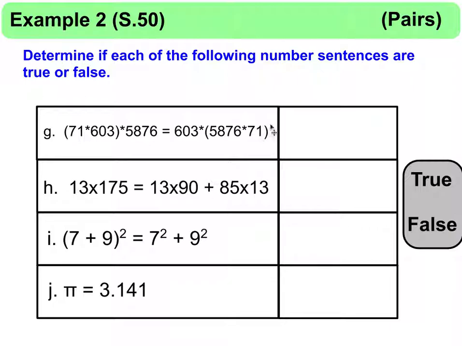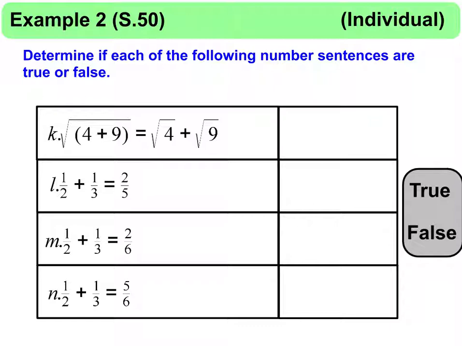In this first one, this will end up being true. In the next one, it will also be true. For the 7 plus 9 squared equals the 7 squared plus 9 squared, that's going to be false. And for pi equaling 3.141, that will be false. There are actually more digits. Pi is irrational and continues from there.